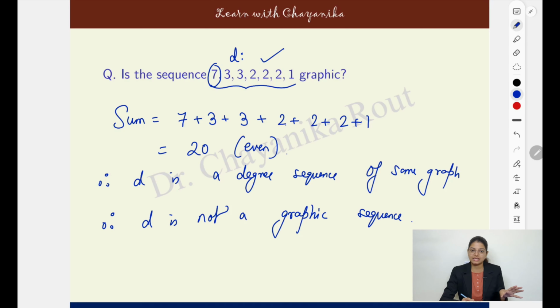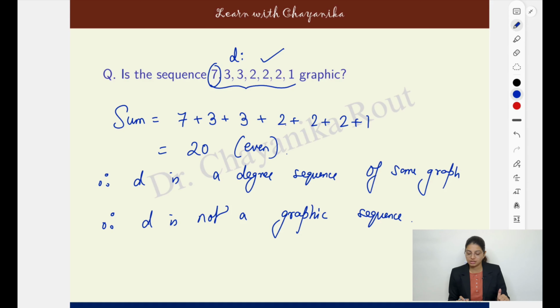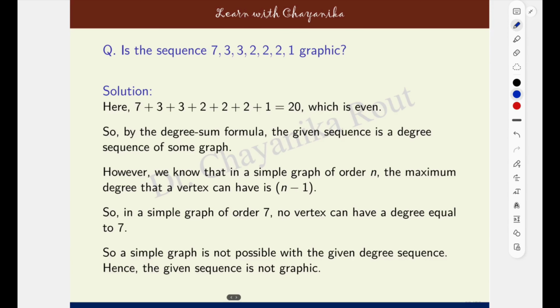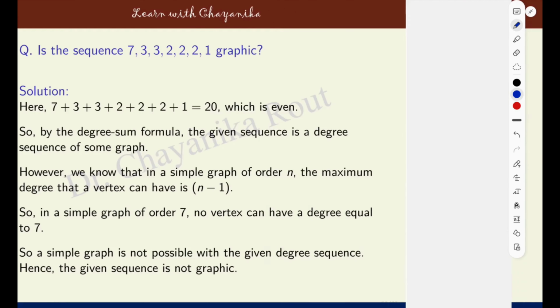So you could have drawn graphs with the help of loops and multiple edges satisfying this sequence as its degree sequence, but it is not possible to draw a simple graph, without taking the help of loops and multiple edges, with this sequence as its degree sequence. So the given sequence is not graphic. This is the solution to the problem which is presented on this slide. You can go through it.